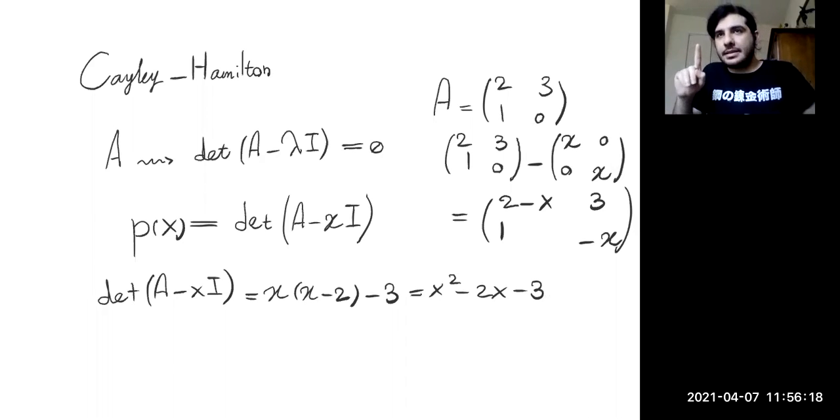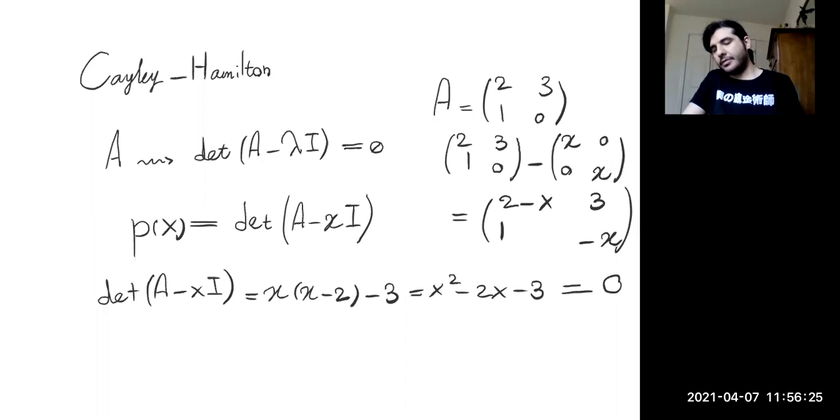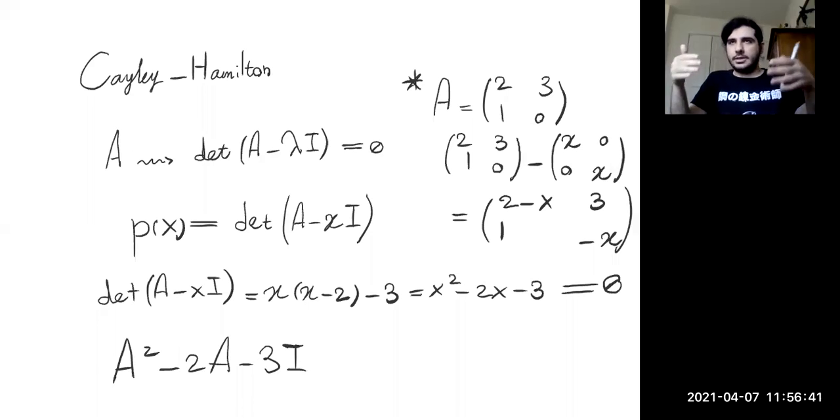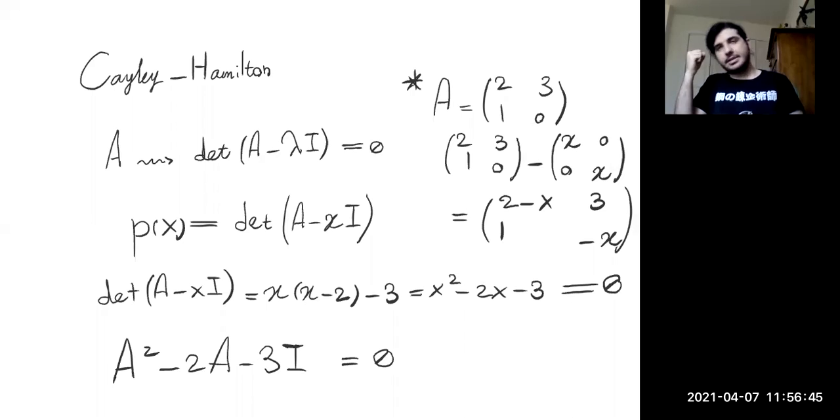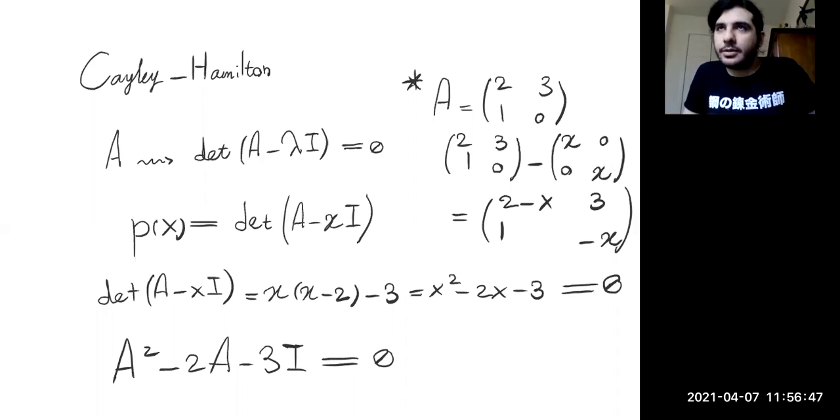The Cayley-Hamilton theorem says the matrix A always is a root for this equation, determinant of A minus xI equal to 0. A is always a solution for that. It means if I write A squared for this matrix A we started with, minus 2A minus 3I, if I compute that for this specific matrix A, the result would be 0. This is called the Cayley-Hamilton theorem.